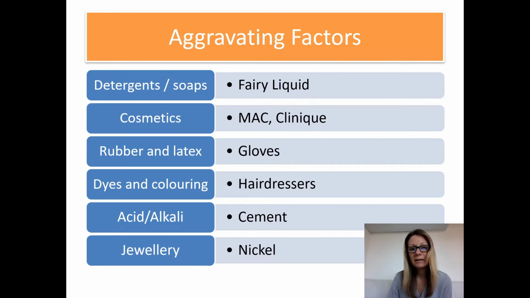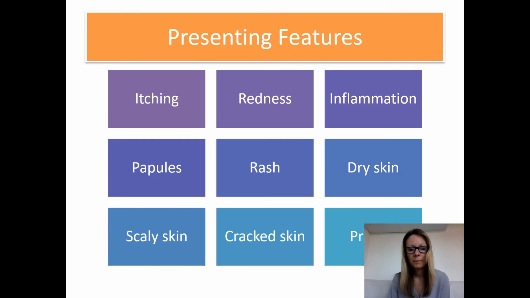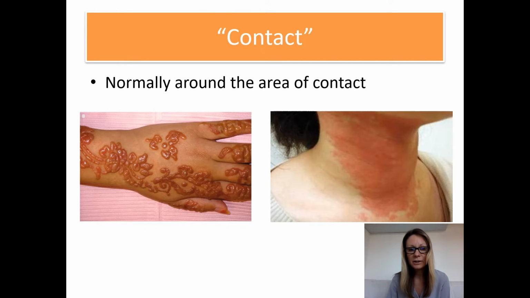Common aggravating factors are again detergents and soap, cosmetics, rubber and rubber gloves, hairdressing, hair dyes and colouring, and for people like builders, it might be cement or nickel in jewellery is a common one. So as you can see, there's very similar aggravating factors here for contact dermatitis as there is for eczema. Presenting features, as you can see, are very similar to those for atopic eczema.